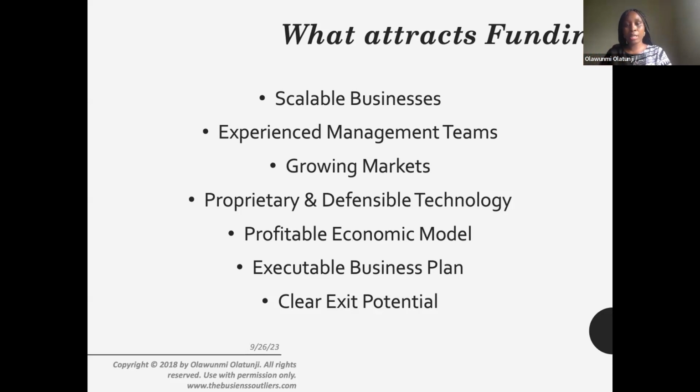Then I mentioned earlier about experienced management teams. How experienced is the management and who are they? Why should they matter? The market you're also focusing on, is it a growing market? This is very important, because when we're talking about the fact that we're social enterprises, but we want to have profitability, we want to have commerciality, the market has to be attractive to investors.